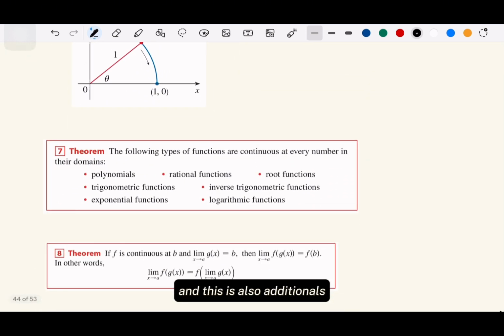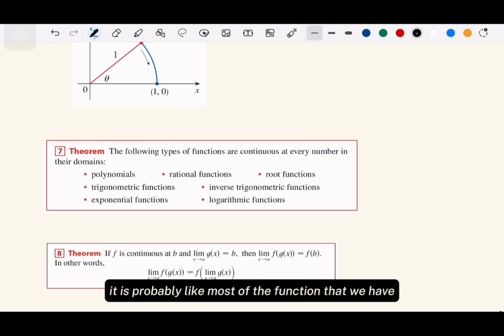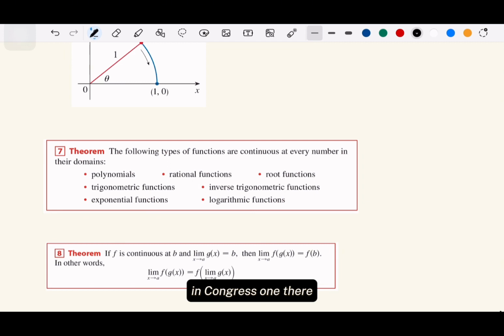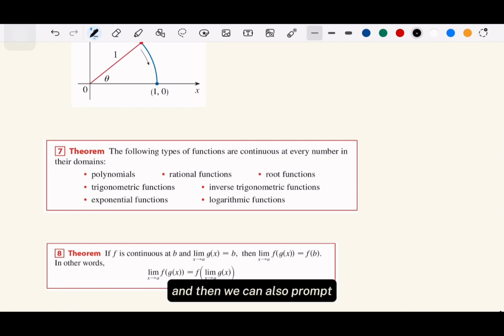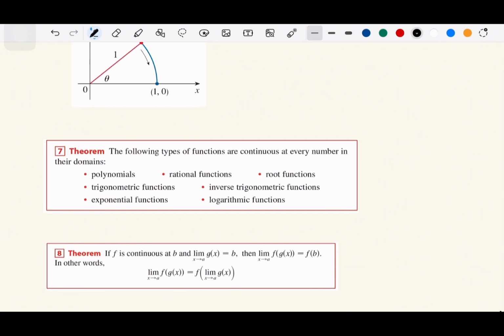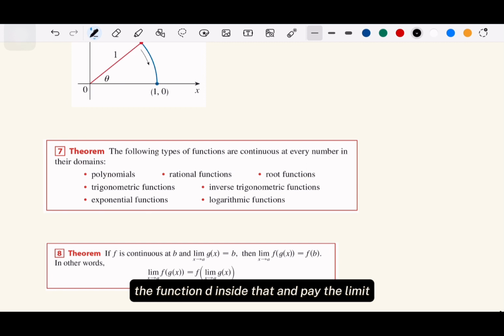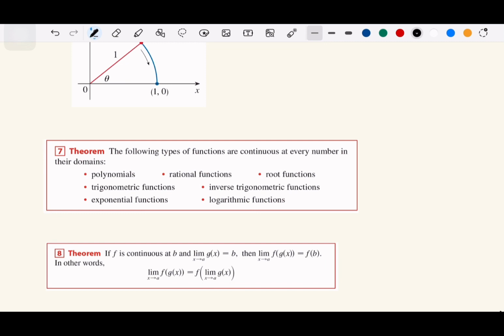And this is also additional. Most of the functions that we have in calculus 1, by our assumption, by default they are continuous. Okay, you can say that. And then we can also perform this composite function. We can plug in the function g inside f and take the limit. By doing so, we can evaluate only the limit of g inside the function f. Okay, we can do that as well.